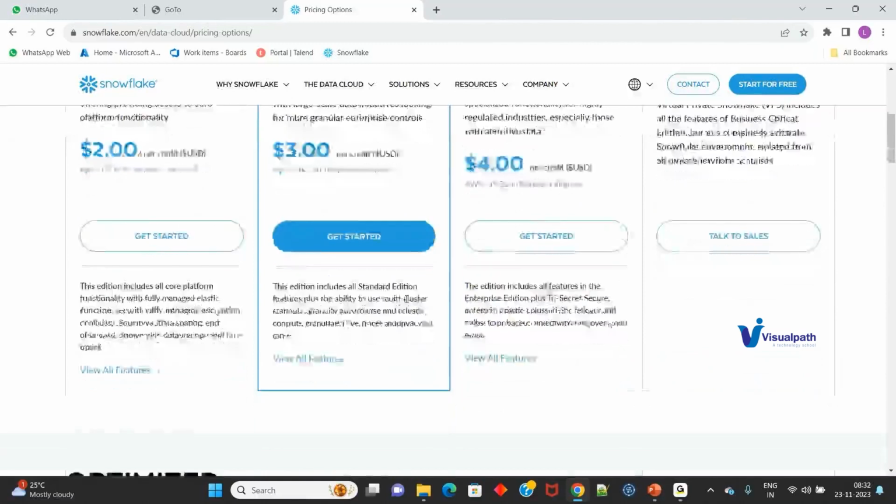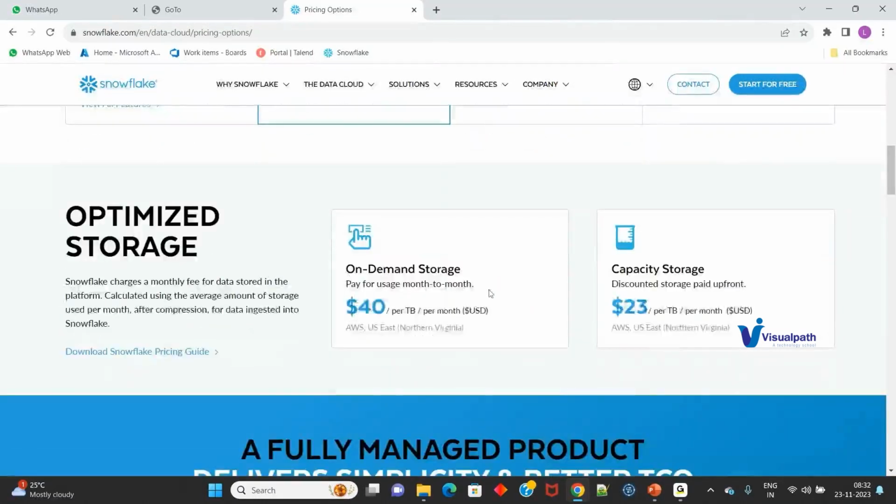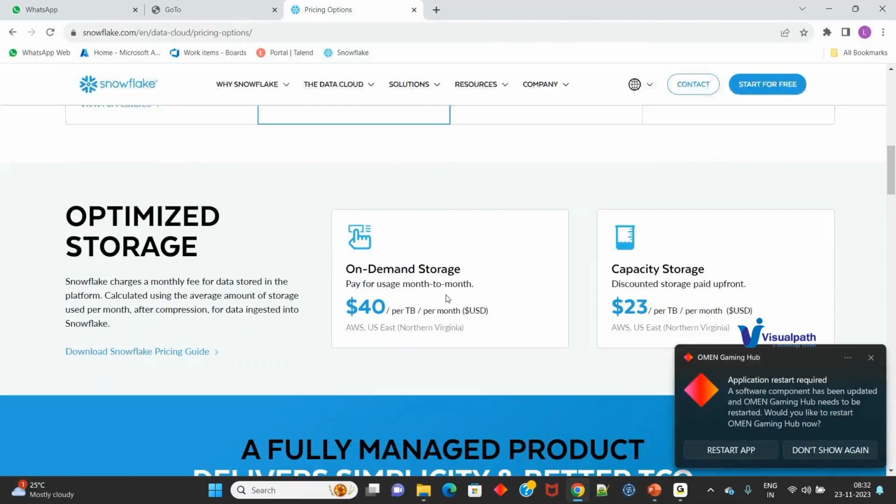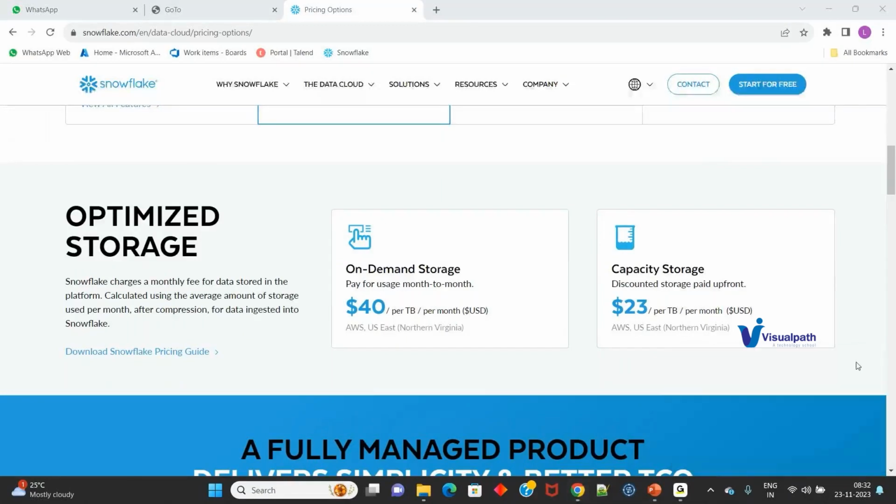What about storage? Here we have on-demand storage, that is pay for usage month to month. On average per month, however many TB you are consuming, that much you have to pay. For one month, let's say you have stored 1 TB of data, then you have to pay $40 for the month. Let's say you have used only 0.5 TB, then you have to pay $20 only. This is for storage alone, the database storage layer.